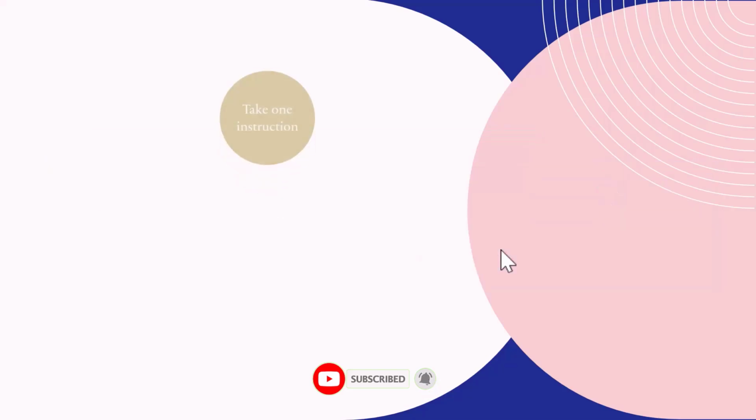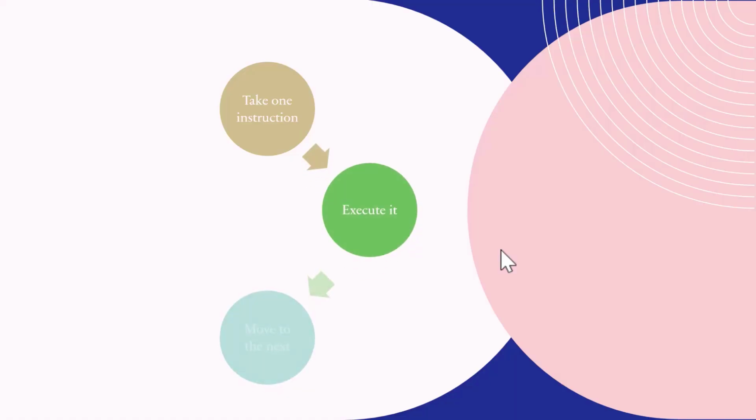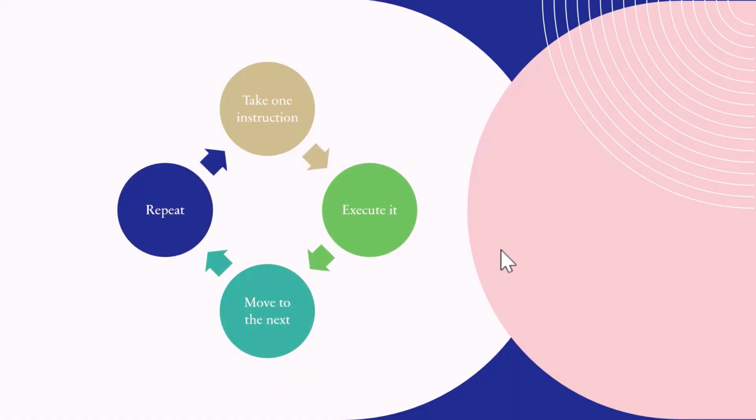So here is the real answer. The Python virtual machine reads the bytecode like this. It takes one instruction, executes it, moves to the next one, and then repeats. It's essentially a loop that processes bytecode step by step. That's the real job of the Python virtual machine, or as we can call it, the PVM.